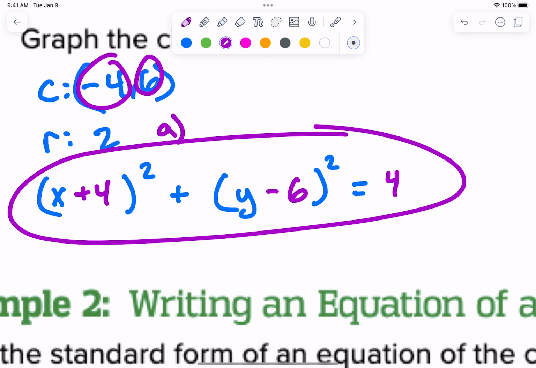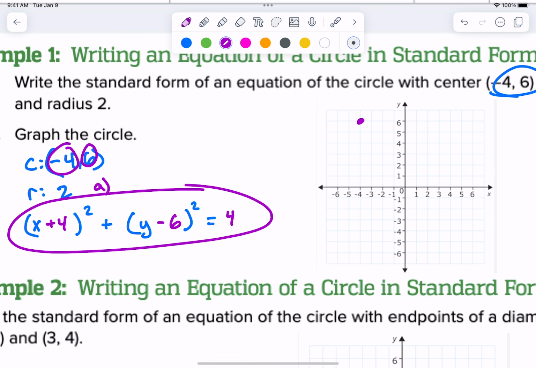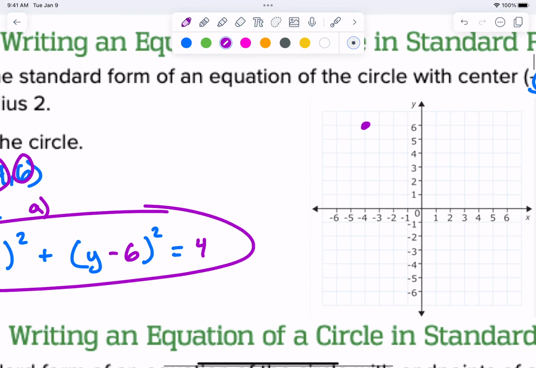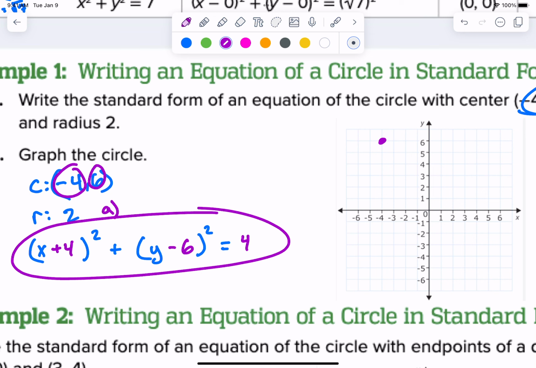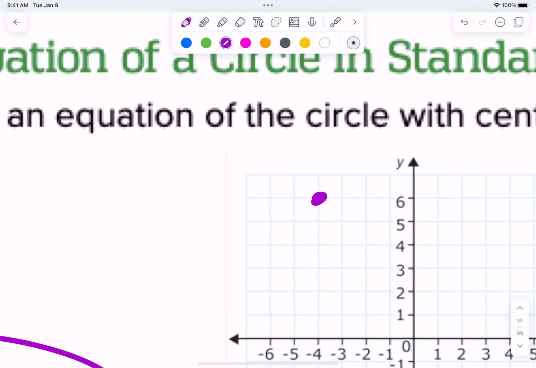Graph the circle. So start at -4, 6. That's my center. Ooh, I did not give you very much room. I'm sorry. And the radius is 2. How do you do that? You go 2 points outside. 2. And 2. And 2. And 2. And then I'm going to do this. Because you can cheat. Because I get to cheat.